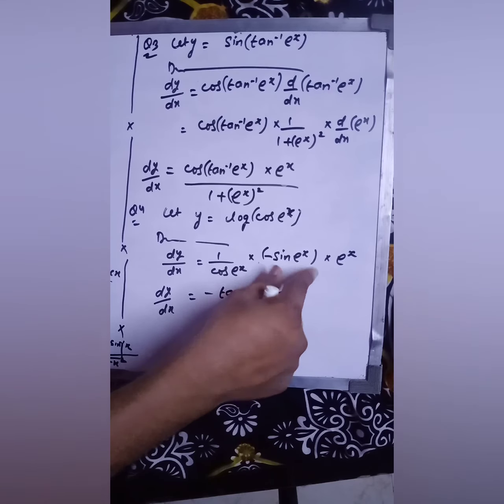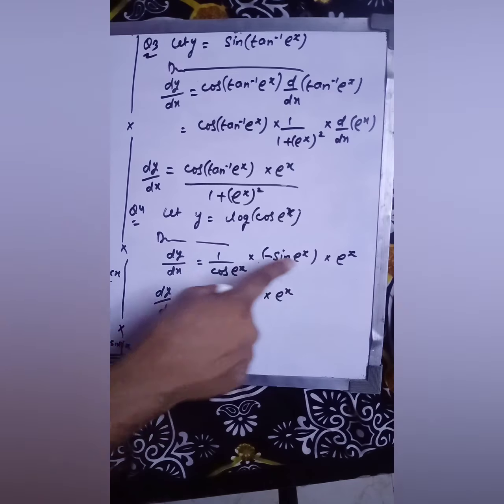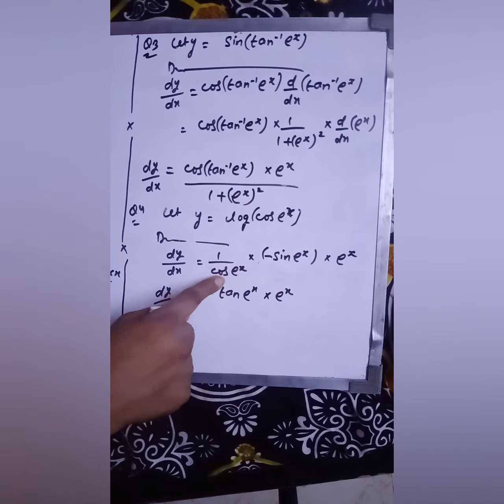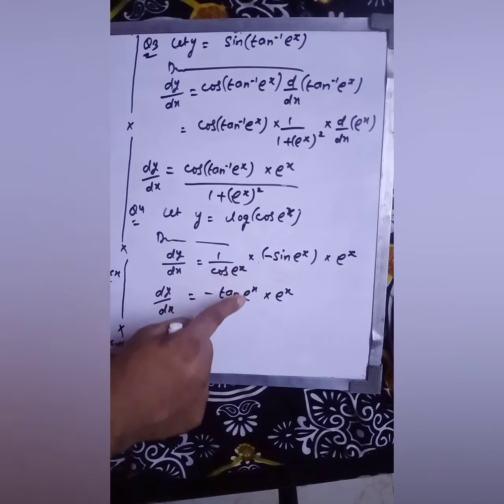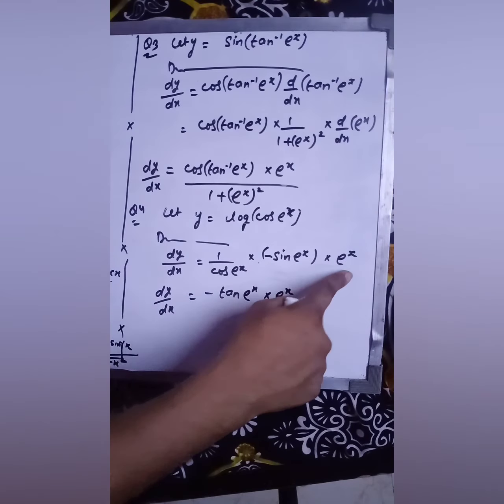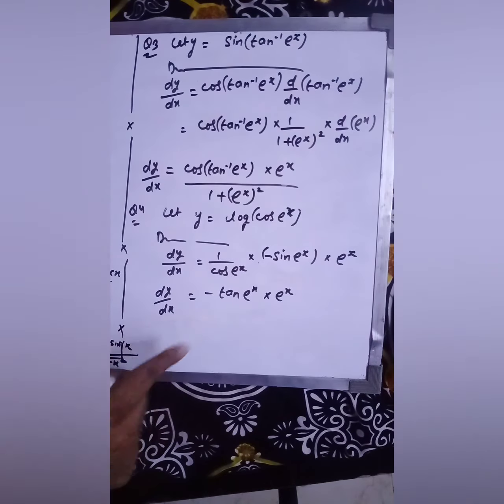Okay. Now the derivative of this angle will remain e raised to power x. Okay. On combining, you will get sin e raised to power x over cos e raised to power x. It is tan e raised to power x minus, well, you have to copy, and it is e raised to power x. So this is your final answer of question number 4. Got it? Okay.